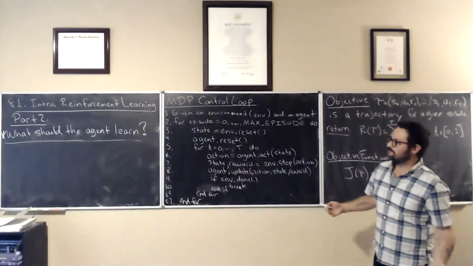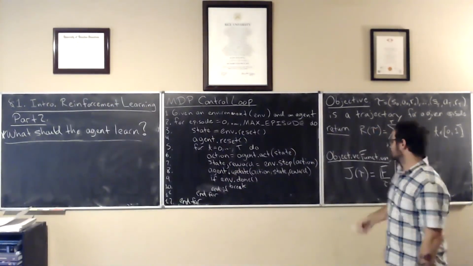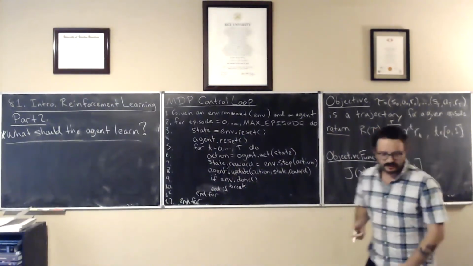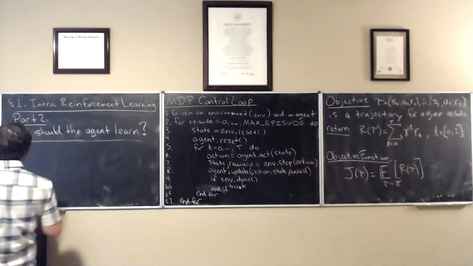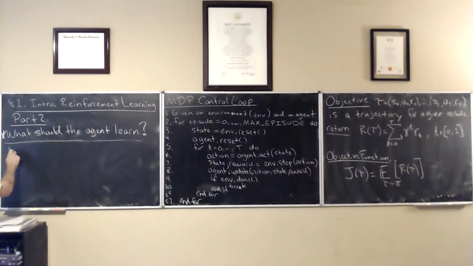So now, nothing in here says anything about learning. Nothing over here says anything about learning. What should we learn? What should the agent learn? Well, there are three things that we can learn. The first is a policy.